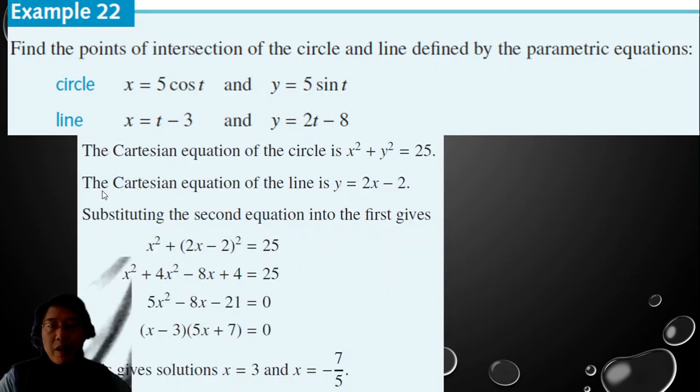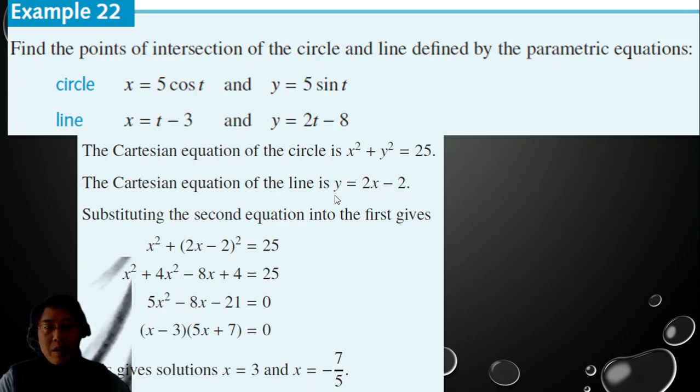So to solve that, you need to go back to the Cartesian equation. A reminder here: for the circle, you make cos and sine the subject, you square them, add them together, and that equals 1. That will give you this equation. With this one, you make t the subject, you substitute in this one, and that gives you this straight line.